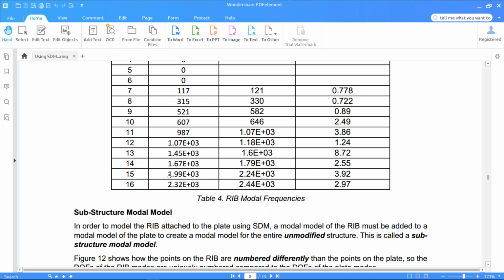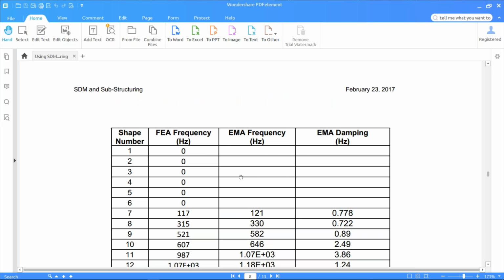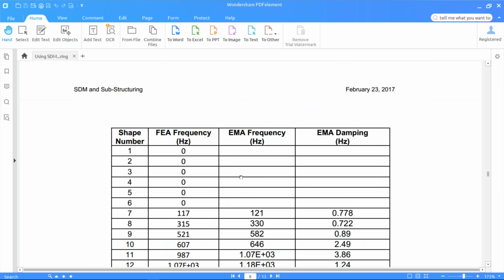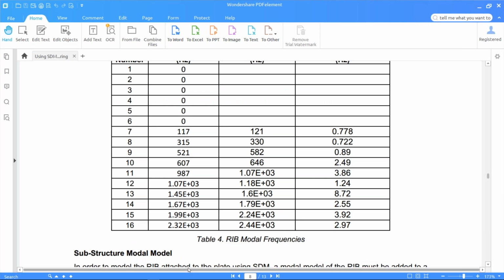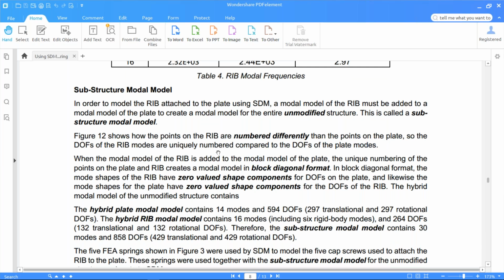Here are the frequencies that came out, but we want to use the experimental frequency and damping, the EMA frequency and damping that we got from impacting the rib and the curve fit right here. Here's some of the results. So we want to use those frequency and damping and apply those to these what we call flexible body mode shapes. So we have 7 through 16 are flexible mode shapes. The first 6 are rigid body mode shapes, and this is the modal model for the rib, the hybrid model that we're going to use with SDM to then model the attachment.